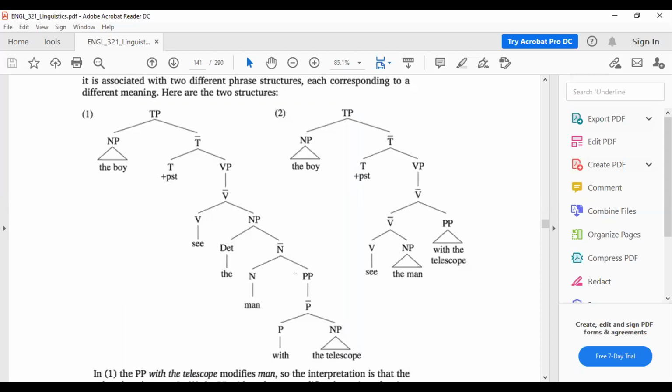In one sentence, the prepositional phrase with the telescope modifies the verb. So the boy saw the man how? By using the telescope. So the boy used the telescope to see the man. The prepositional phrase with the telescope modifies the verb see. That's why everything is included under this VP. But in the second case, this prepositional phrase modifies the man, so it is under the V bar. Okay?